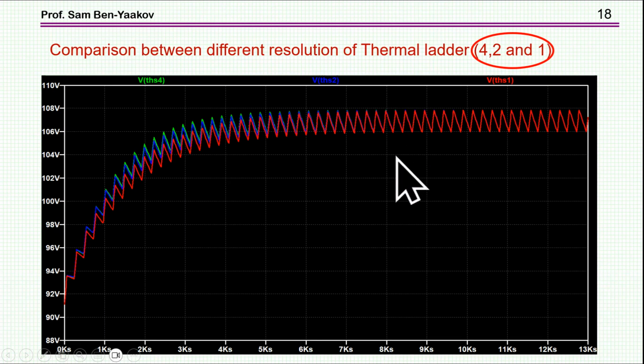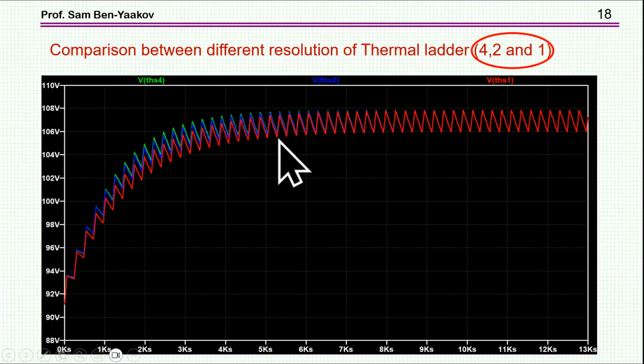Now the question is, do we need this many sections, or is it enough to have one section? So now we run from the beginning, from time 0, the buildup of the hotspot temperature. This is superimposed. You have 4 units, a ladder, 2 units, and 1 unit. What we can see is the differences are really small, especially when it stabilizes.